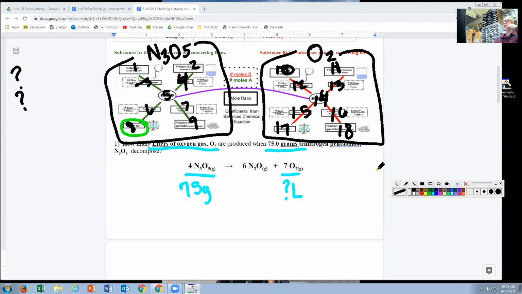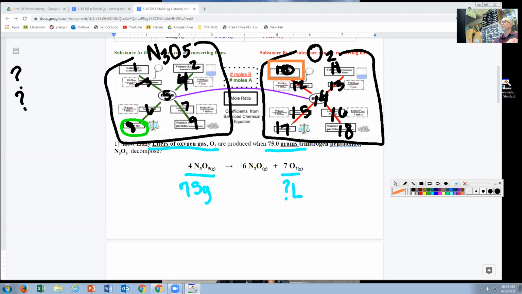That's right, ladies and gentlemen. We're going to end up with number 10, because we're looking for liters of oxygen gas. Now, I'm going to delete all of this so that we can start this over.